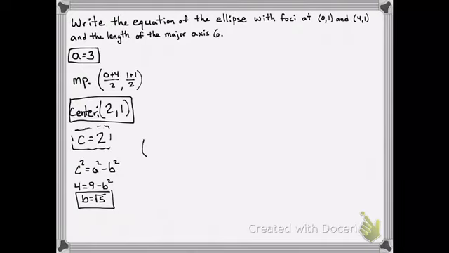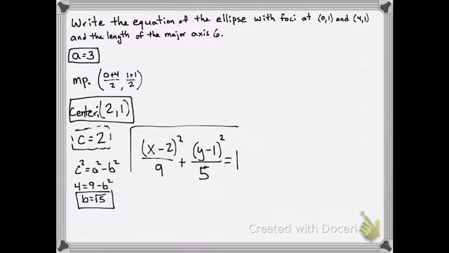So now I can write my equation: x minus h, which is 2, squared over a squared, 3 squared is 9, plus y minus 1 from the center, squared, over b squared. b is the square root of 5. The square root of 5 squared is 5, and that will equal 1. And there's the equation of our ellipse.